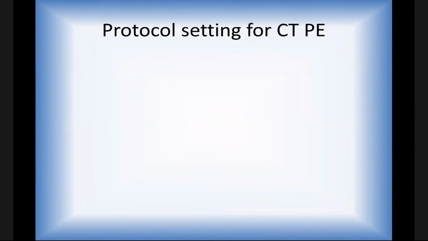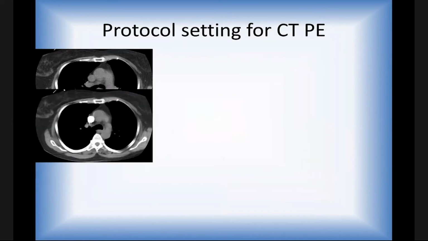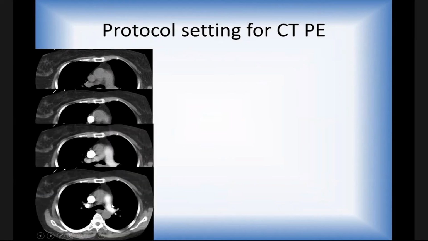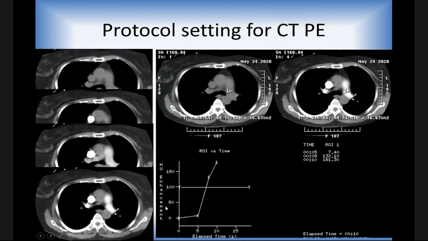Okay, now we talk about the PE protocol, how we do it. We do a scout, and then we scan the patient just below the carina. This is the bolus tracking. We got the first scan, no contrast. The second scan, the patient was breathing a little bit, so we're missing part of the main pulmonary artery. Then the third scan, we got it back here, and the fourth scan, here. So we scan the patient 4 times. Look at the curve, 1, 2, 3, 4.